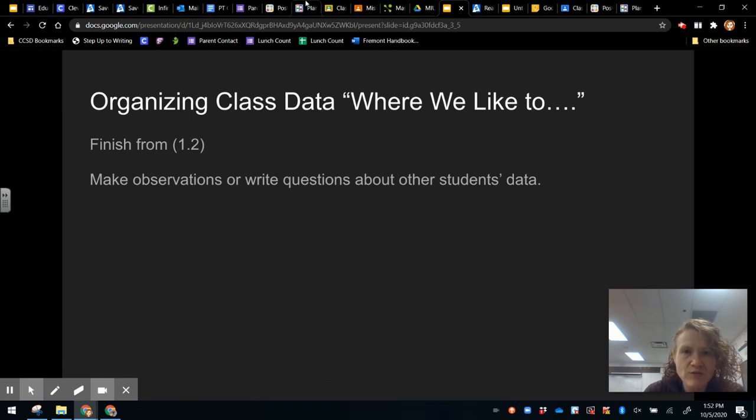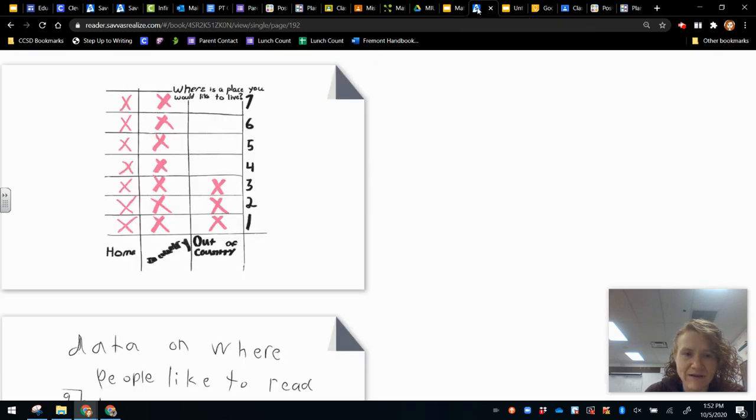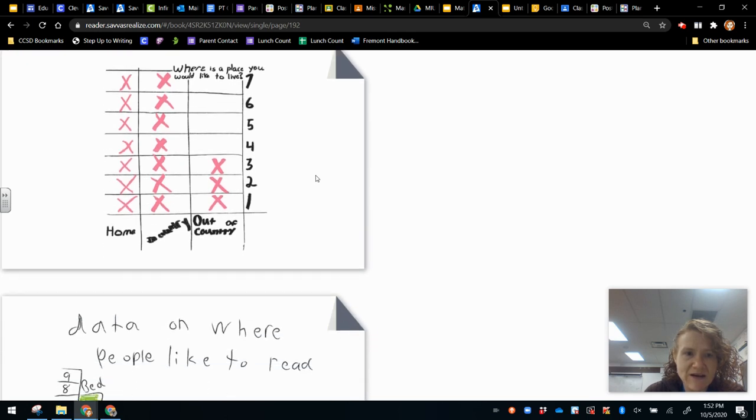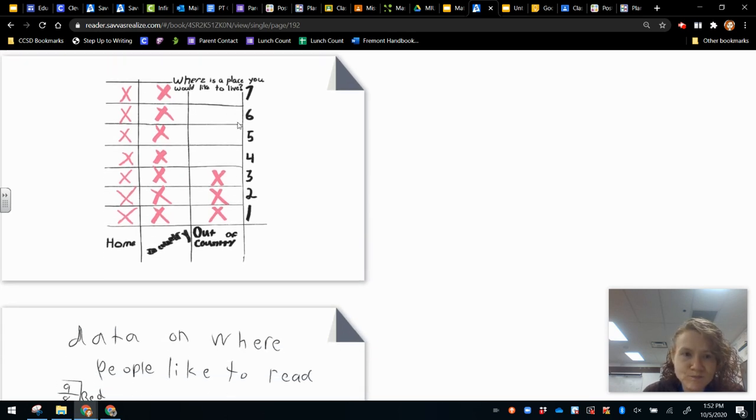So when we were in class, we organized the data that we had collected. This is just some data that went with another group. It said, where is a place where you would like to live? And it said, home, someplace in the country, someplace out of the country. Can you tell anything about the places where people would like to live? Yeah, a lot fewer would like to live out of the country.